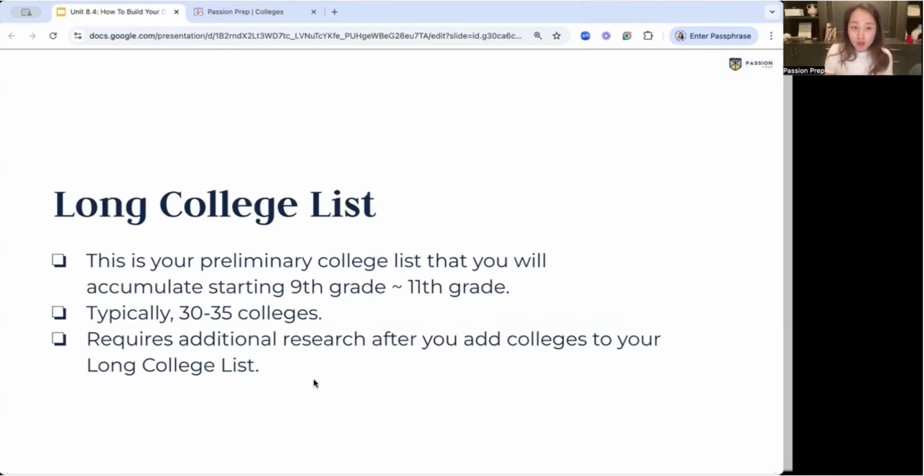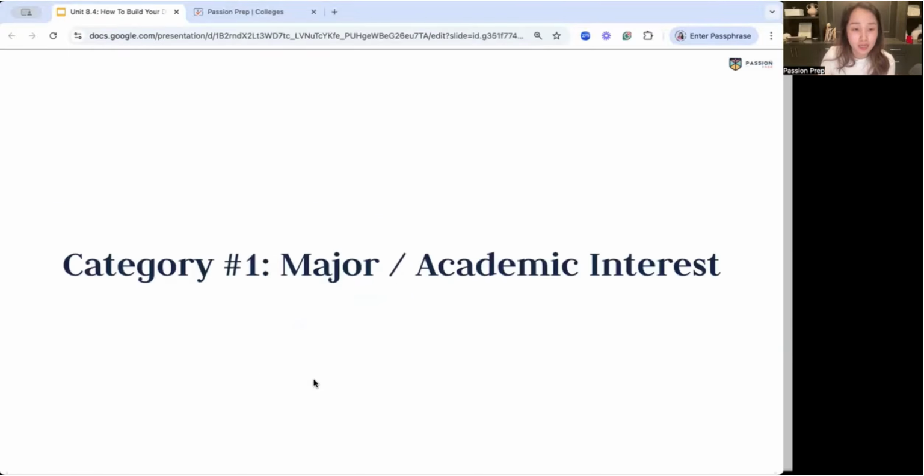But when you put a college on your long list, it means you have to keep researching, because if you end up not liking the college too much, then we're going to have to eliminate it when we finalize your short college list. Okay, so this is going to be your long college list. I usually like students to discuss the college list with their parents and as a family about twice a year, so you can try to add more during those times.